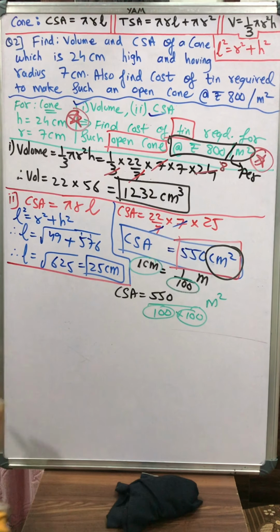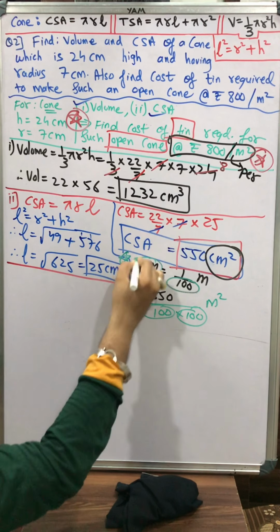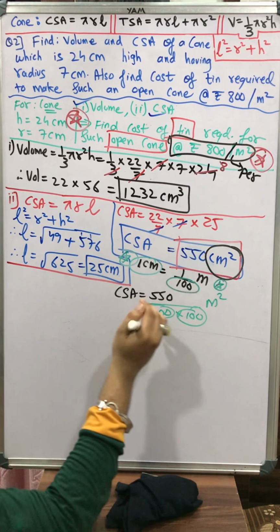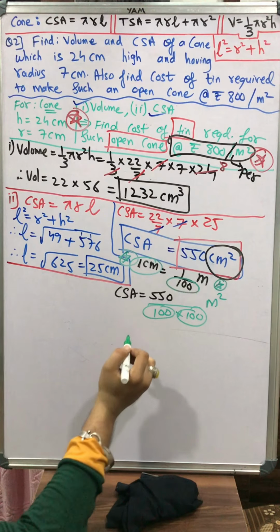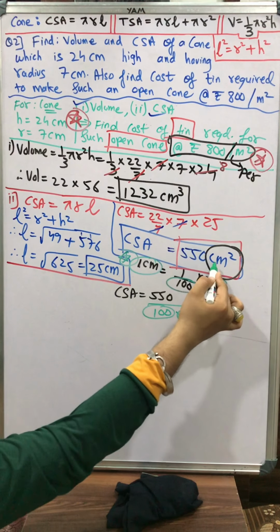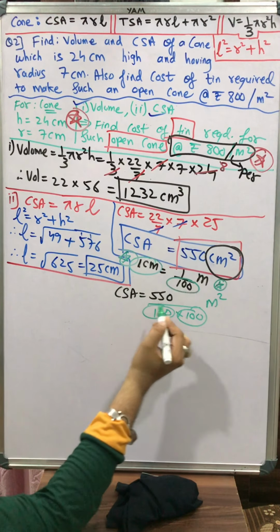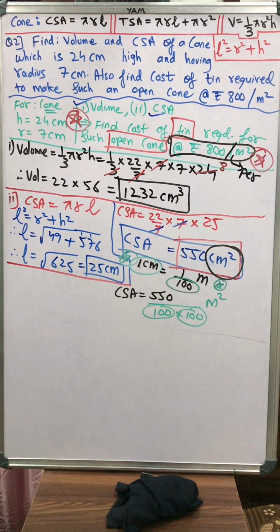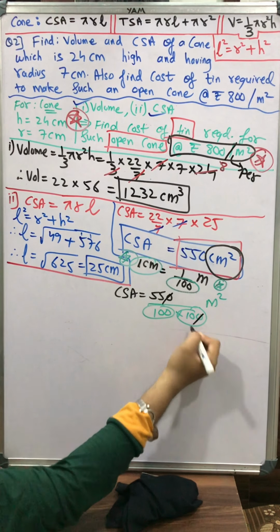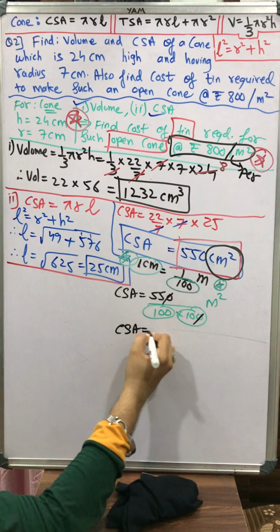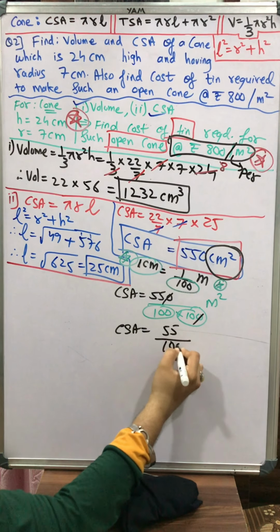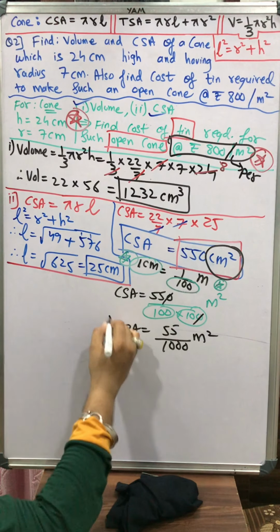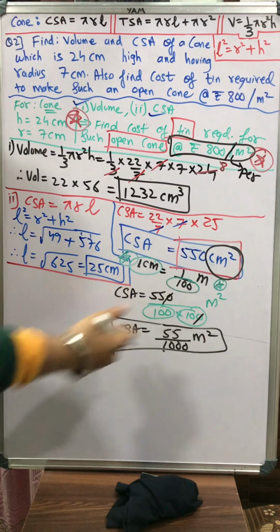Because the basic definition is this, I am marking a star over here. 1 centimeter is 1 upon 100 meter. But here I had centimeter square, and 2 times centimeter square means 2 times centimeter. So I divided 550 2 times by 100. Okay. So students, now the answer is what? I will cancel the zeros. So curved surface area will be 55 upon 1000 meter square. Curved surface area in meter square.